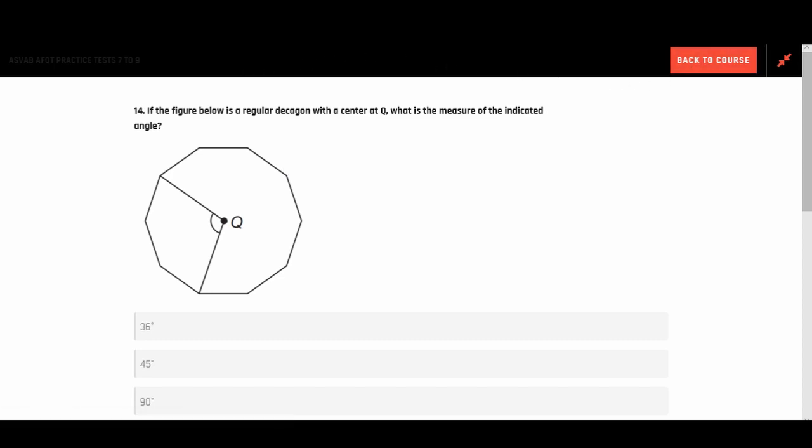All right, this is a pretty challenging question. Number 14 says, if the figure below is a regular decagon with the center at Q, what is the measure of the indicated angle?